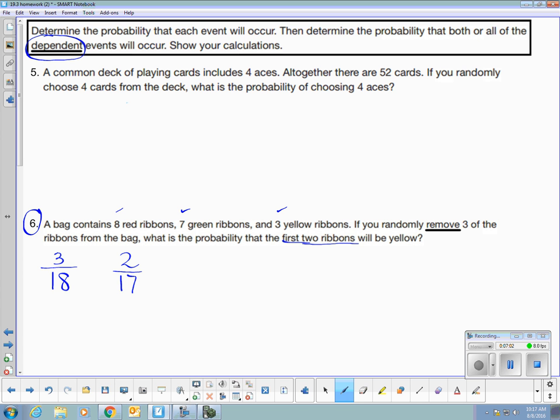So the first 2 I have now selected are yellow, and the third one can be any color. It doesn't say here that it has to be a particular color, so I just want the first 2 ribbons to be yellow. The third one can be any color, so there are 16 ribbons left out of a total of 16 available to choose from. So basically the probability of picking the last one is 1. All right, and we're going to multiply and find the product of those 3 events.